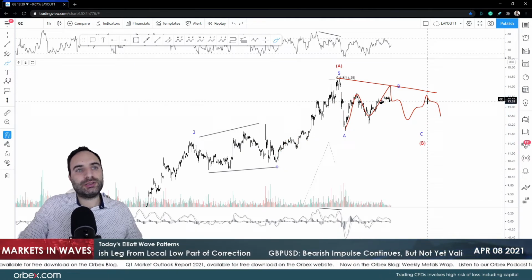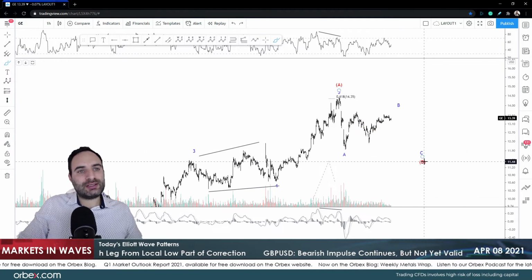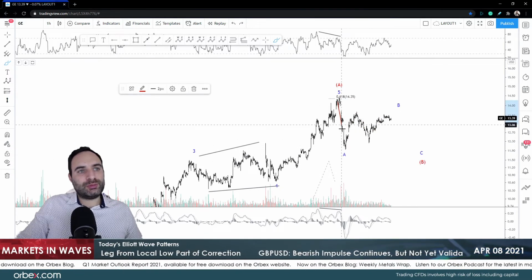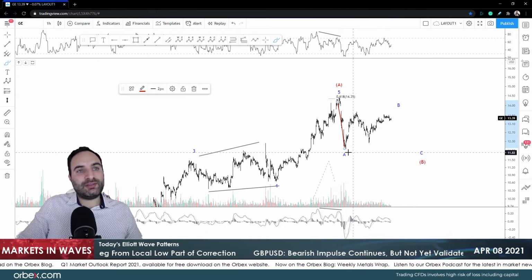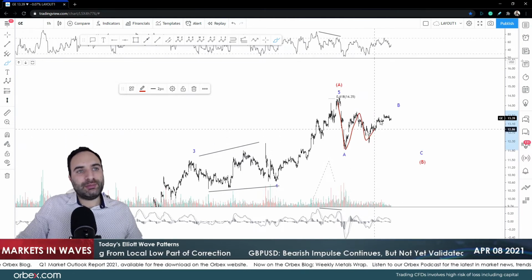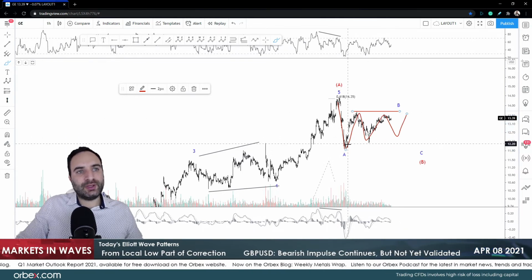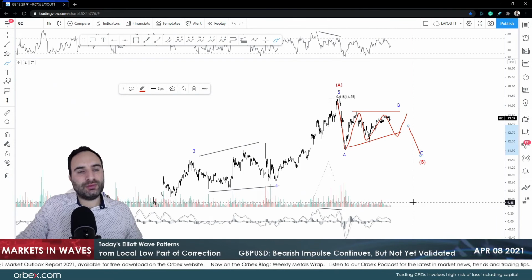Or the other scenario, again, a triangle, but on the downside. This could be a case that this is A, and then we want to have a triangle wave B, which means A, B, C, D, E. Yeah, something like this, and then move all the way down.